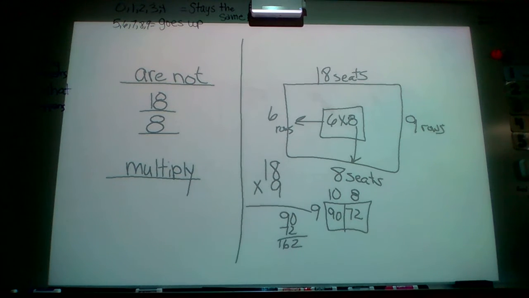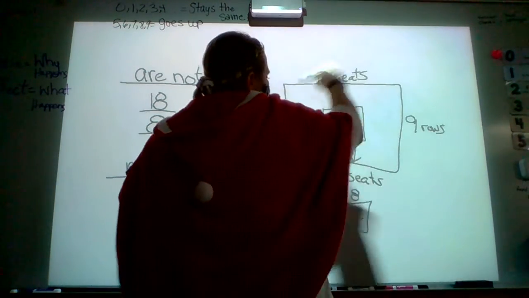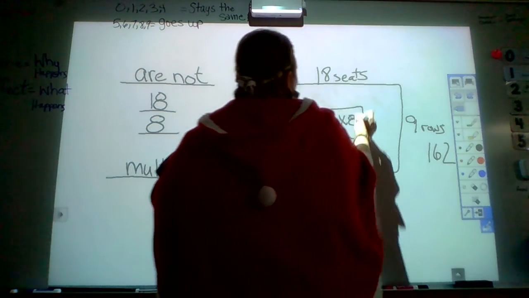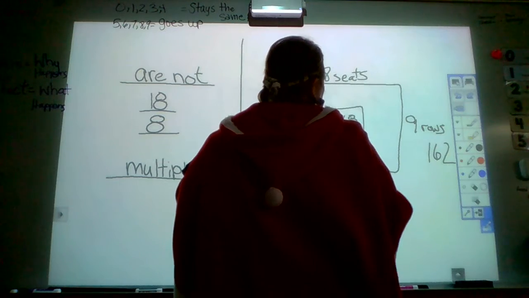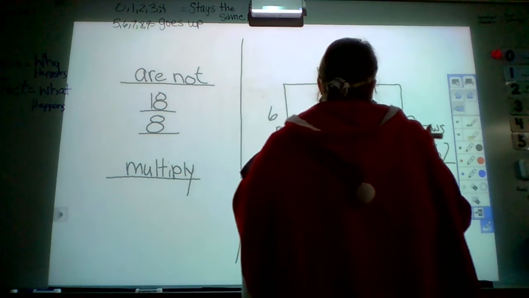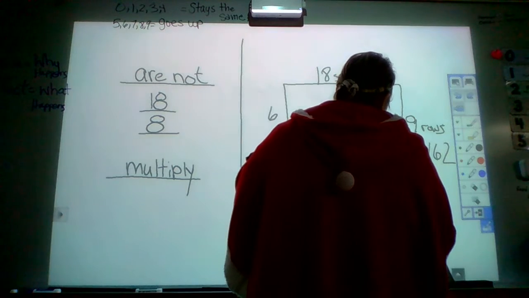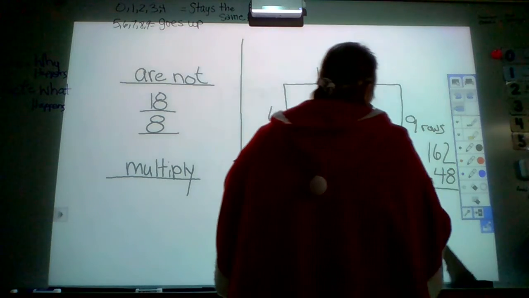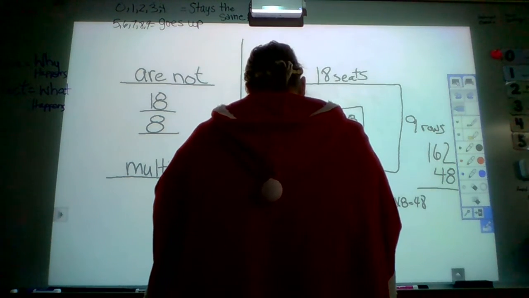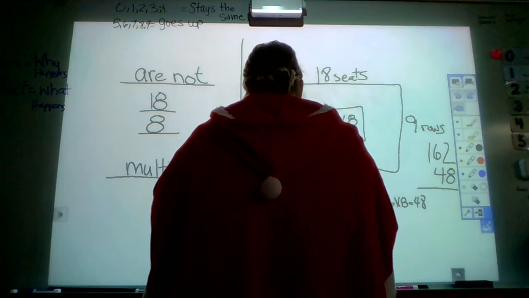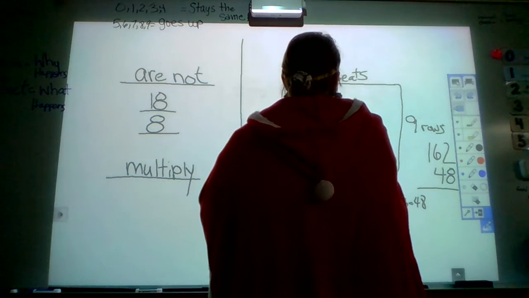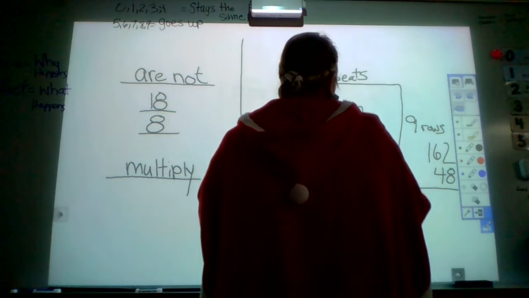Okay, here we go. So now we have 162 seats in the whole thing, right? Right here, we're talking about 6 times 8. We don't have to do a chart or anything. We just know that as our facts. 6 times 8 is what? 48. Now, we have these two numbers. They want to know how many seats are not in the splash zone. So 48 are in the splash zone. How many are not in the splash zone?